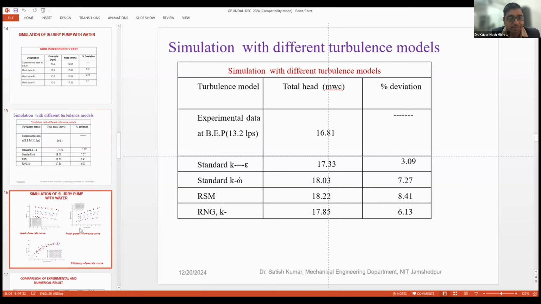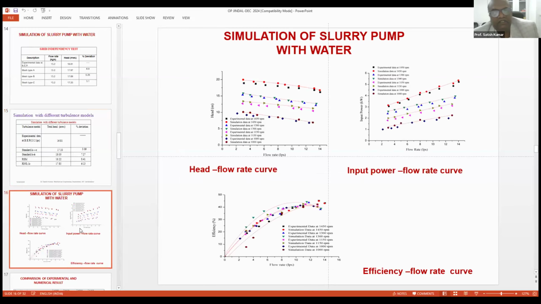Then we have taken the 4 different speeds: 1,000, 1,150, 1,300, and 1,450 RPM, at different mass flow rate conditions, to get the pressure values. This gives the head characteristics as well as the input power, output power, and efficiency characteristics.